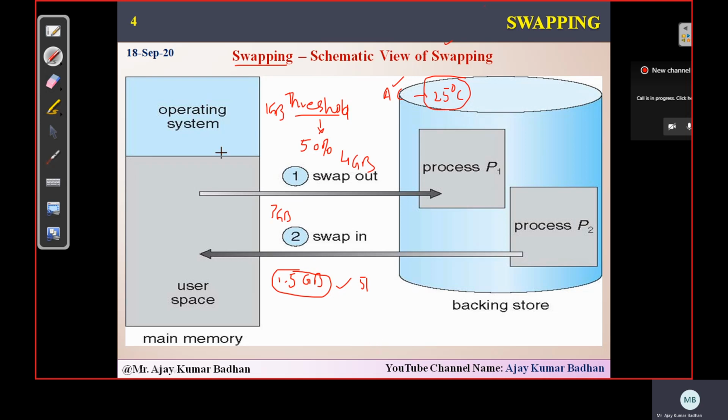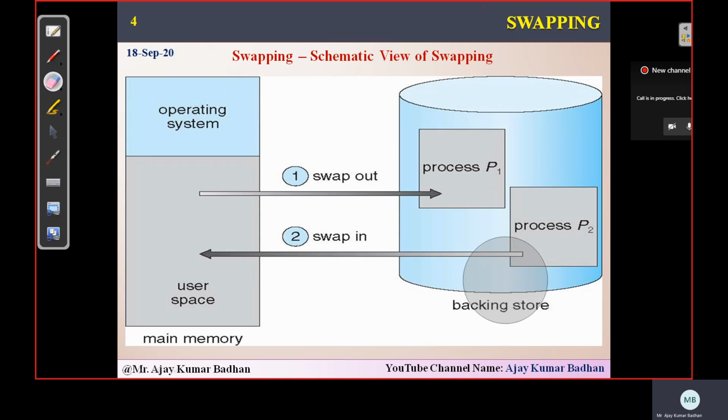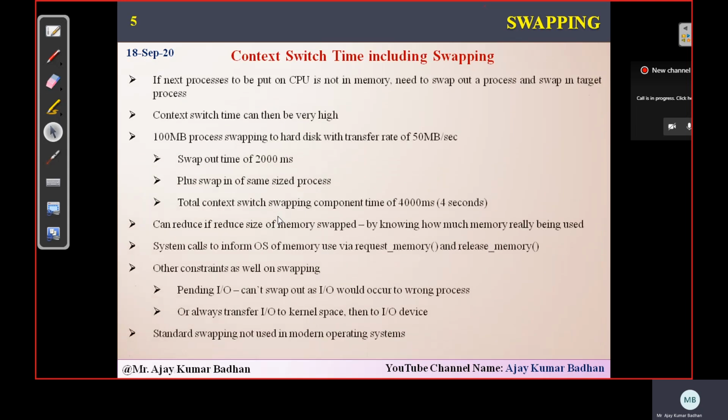And whenever you have sufficient free space in your user space, then definitely this particular swapping will be disabled again. And this concept is repeated. This is the way the modern operating system uses the swapping concept. Okay, I hope it's very clear here. So this is what I have explained in the previous scenario, that is what has been represented here.